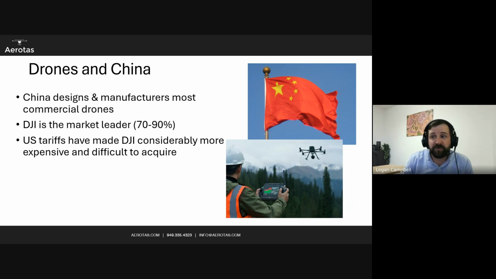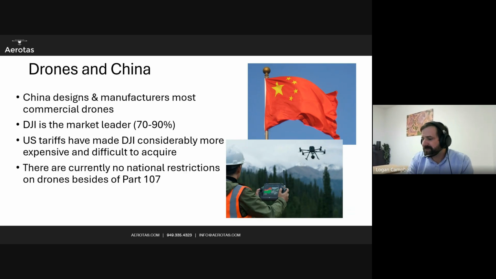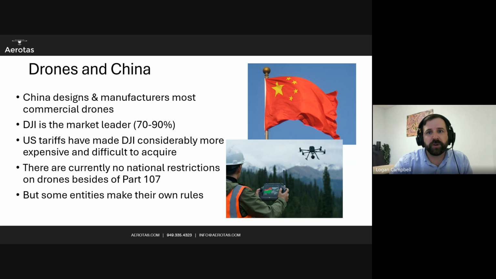They're just more expensive. Interestingly, at 66 grand, they're not that much. They're still on the cheaper side of a lot of American alternatives. As of right now, there are no restrictions, federal or otherwise, besides the usual Part 107 rules on DJI drones. But some entities might make their own rules. There are some states or state organizations or Department of Transportations that might say no DJI drones or something like that.